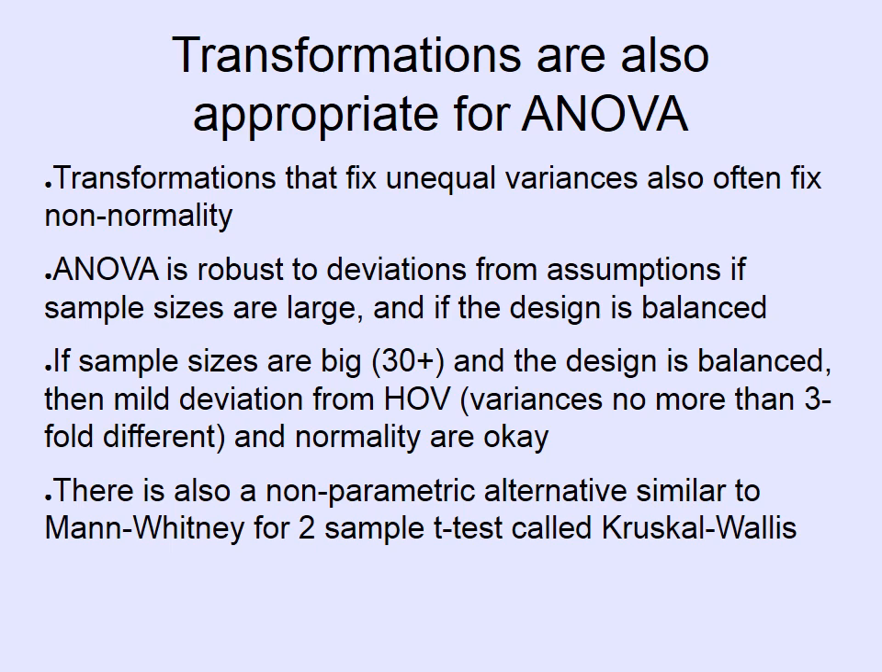So finally, transformations are appropriate for Anova. We could do a log transformation if we didn't have the large sample sizes and we couldn't ignore the assumptions. We also have a non-parametric alternative. It's similar to the Mann-Whitney. It does ranking, and it's called the Kruskal-Wallis. So you'll see that in Minitab under the non-parametric tests as well. And we probably won't go over that in class because I really want you to just know how to run an Anova in general first. Okay, and that's it.